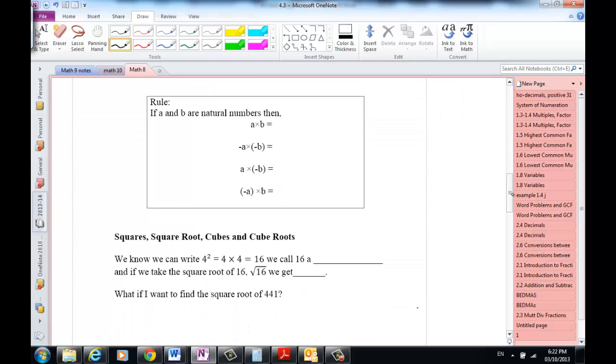Alright, the general rules: a positive number multiplied by a positive number is a positive number. A negative number multiplied by another negative number is also positive. A positive multiplied by a negative is going to be negative. And finally, a negative multiplied by a positive is also negative. So if you have multiplication and one of them is negative, then the whole thing becomes negative. If both of them are negative, then the whole thing is positive.